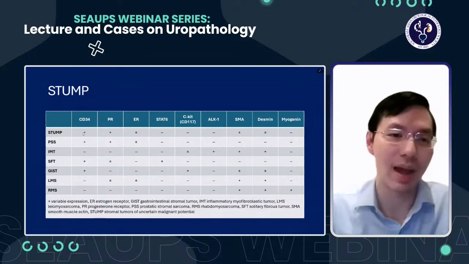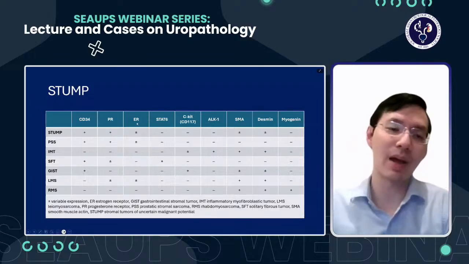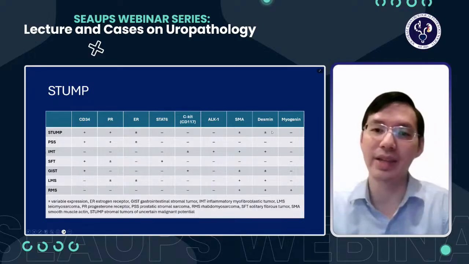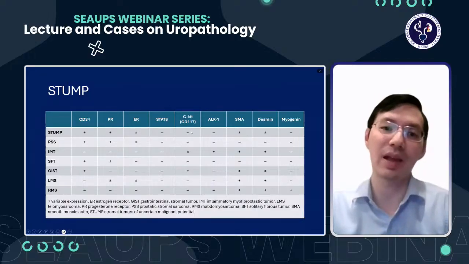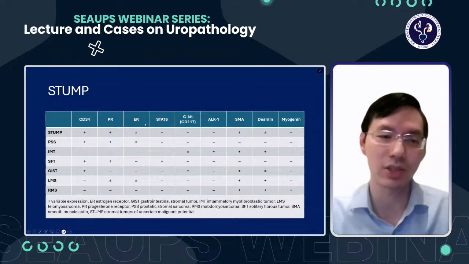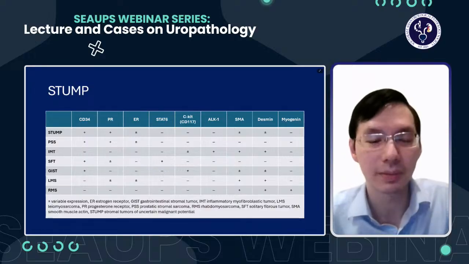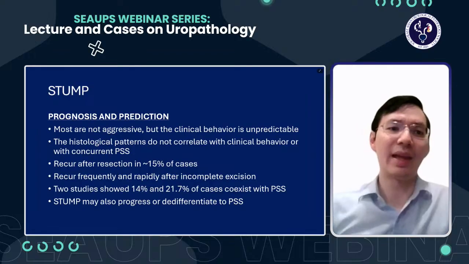CD34 is typically positive. PR is typically positive. They're variably positive for ER, SMA, Desmin, and STAT6. c-KIT, ALK1, and myogenin are typically negative. And you can use this table to help you diagnose STUMP.